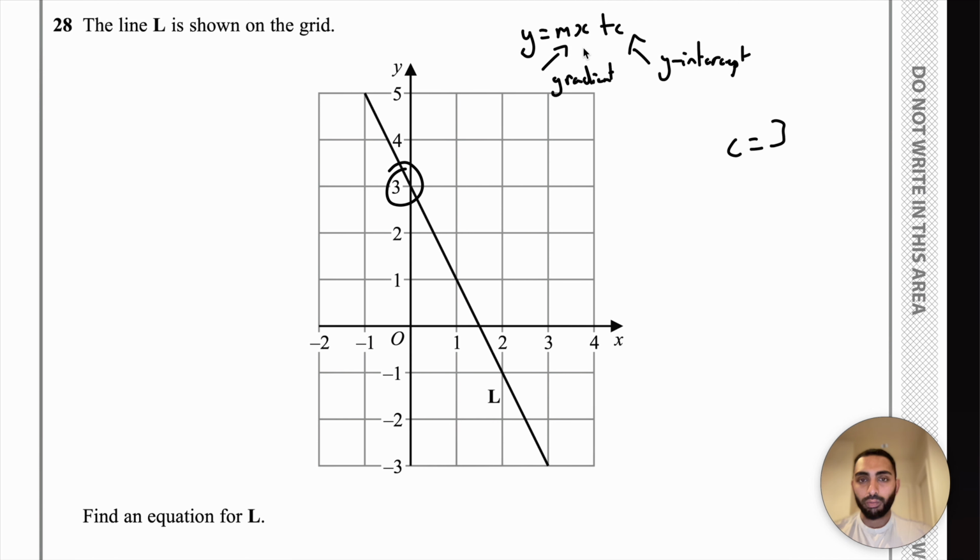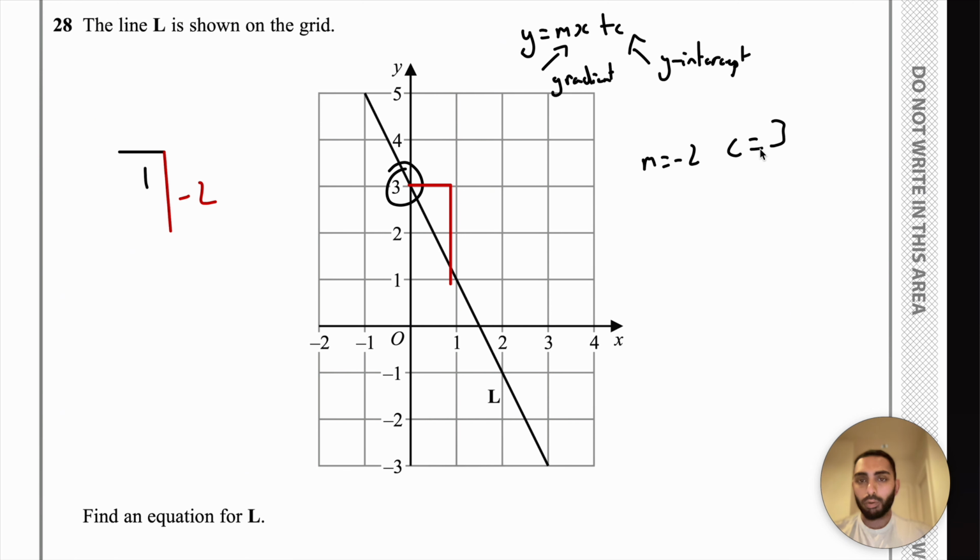To find our gradient, we can either do rise over run, but because this one's quite nice, we can just look for one across, how many does it go up or down by? So I'm going to take a look at this line. I'm going to start from here. I'm going one across. I can see it goes down by 2. So it's going to be a negative gradient. It's going to be minus 2. So my m value is going to be negative 2.